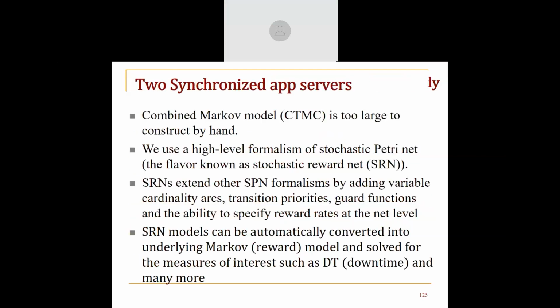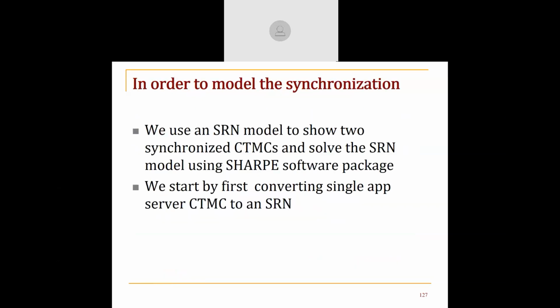So I resort to the formalism that I already mentioned, namely stochastic reward nets. And a stochastic reward net can then be automatically converted to the underlying Markov chain or Markov reward model to compute the measures of interest. So what I want to show you very briefly, and I'm not going to go through details here, is that we start by converting the single app server CTMC into a stochastic reward net.